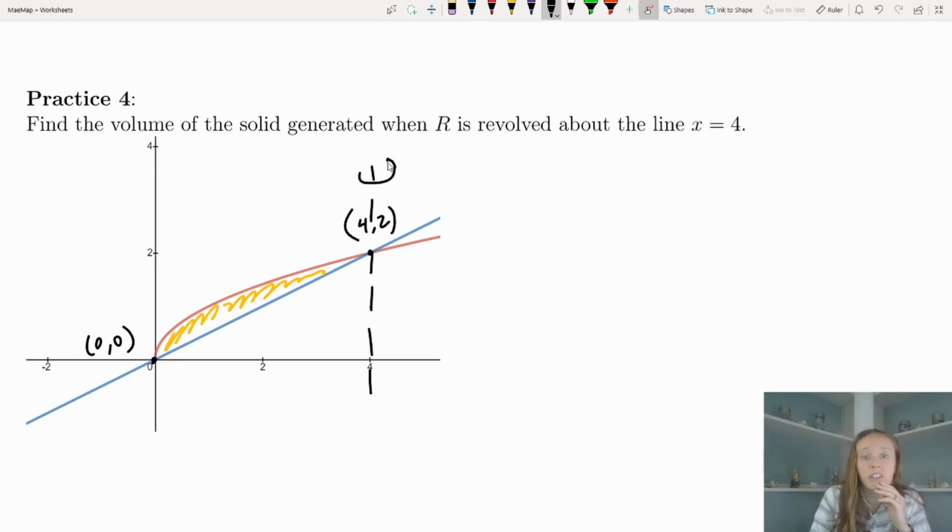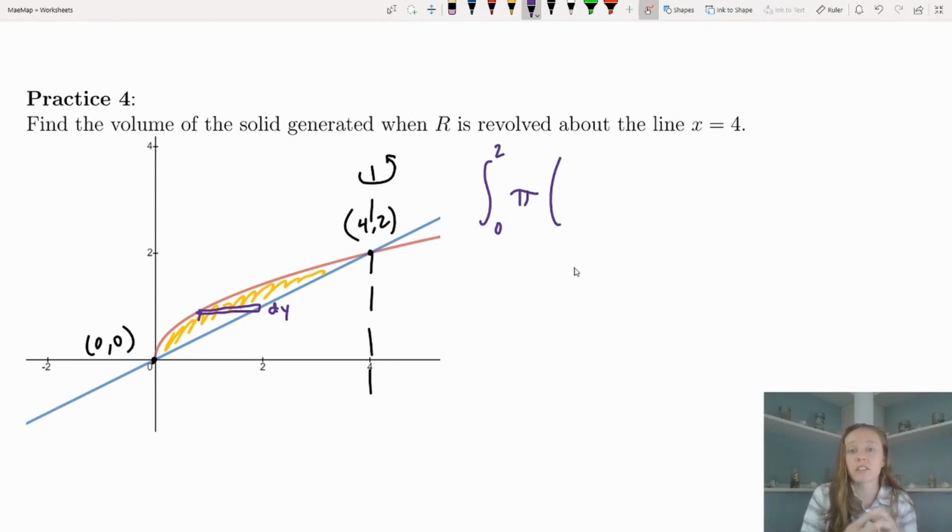So if I'm revolving around this line, first question, which way am I drawing my rectangles? To get that disk, it's going to be horizontally. So that means right off the bat, I know I'm integrating with respect to y. And I already know my y bounds starting at 0 and going to 2. So now I just have to find my outer radius, square it, and subtract my inner radius, squaring that, and multiply that all by pi, and integrate it with respect to y.